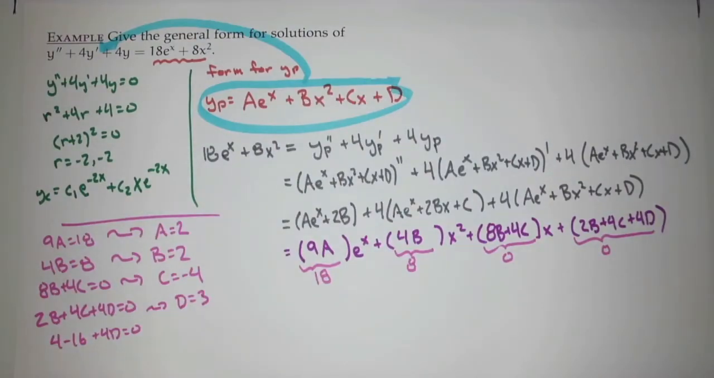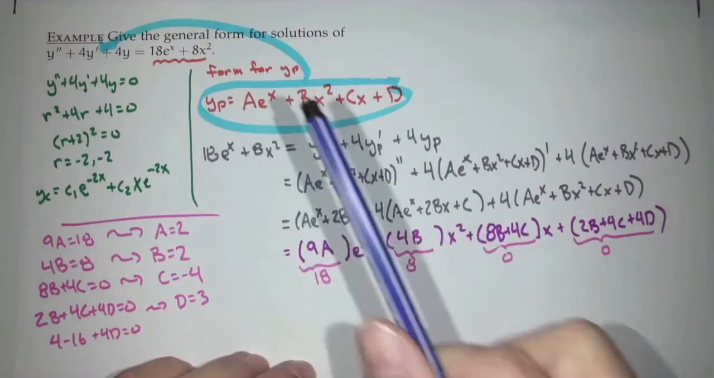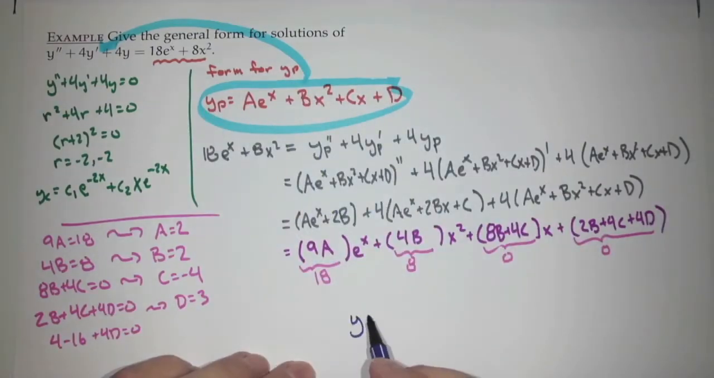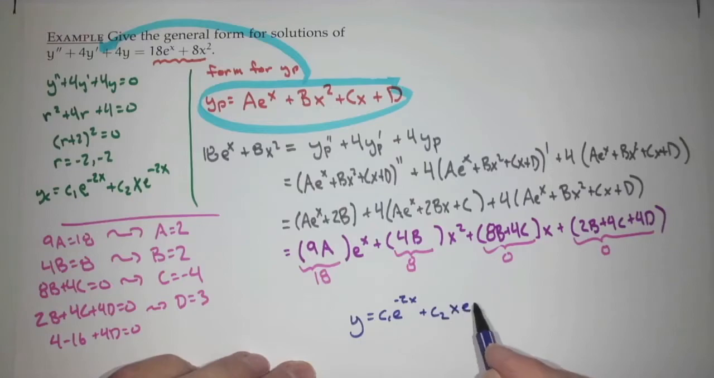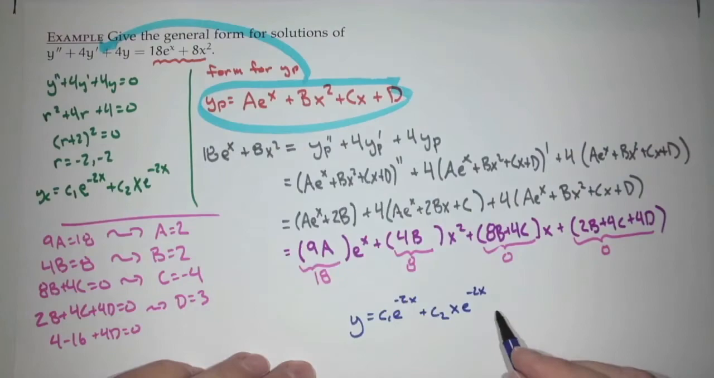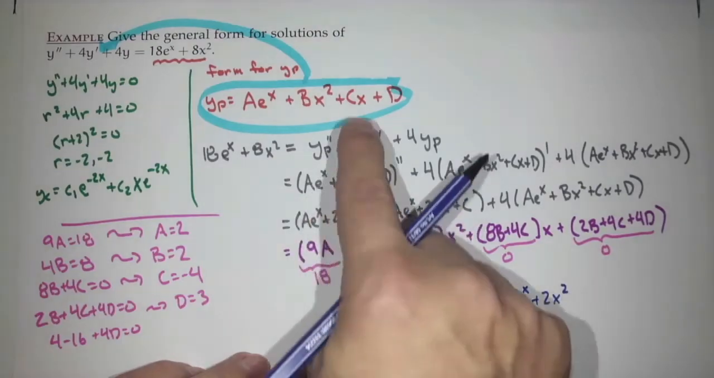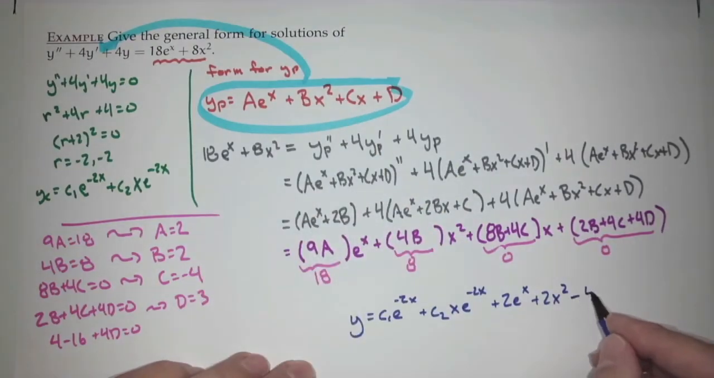We're after the general form. So the last thing to do is to put it all together, namely our complementary solution and our particular solution. So we can say our y is some constant e to the minus 2x, plus some constant x e to the minus 2x. And we have a e to the x, so that's 2e to the x, bx squared is 2x squared, cx is minus 4x, and then plus d is plus 3.